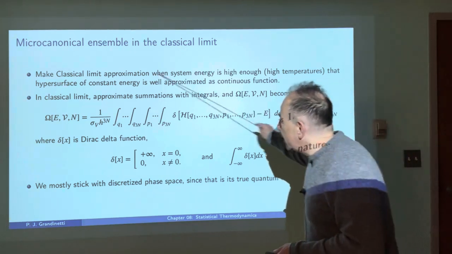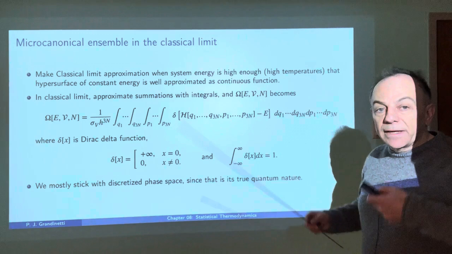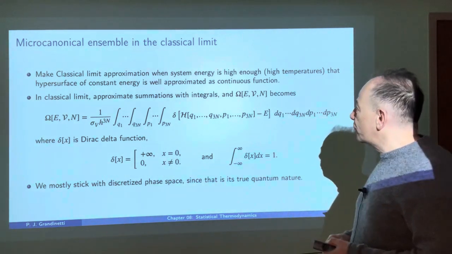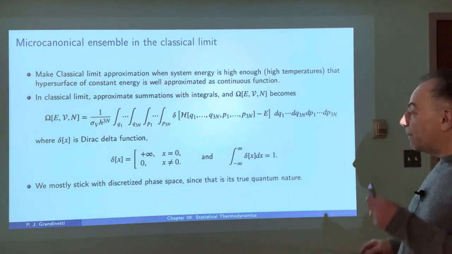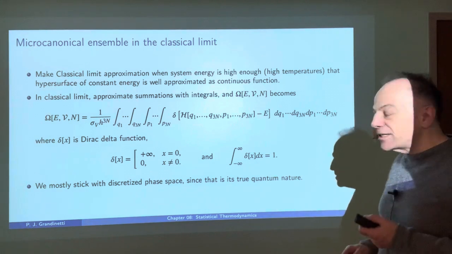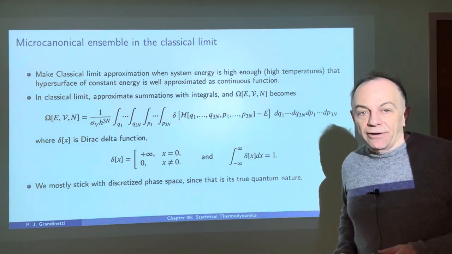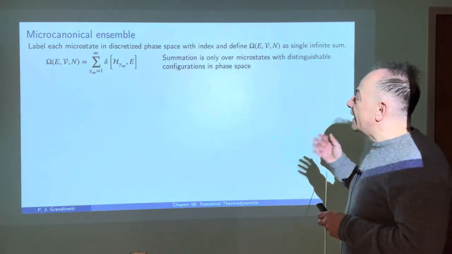But otherwise, that's all you have to do when you want to go from the discrete picture where you have quantized phase space to a continuous version of that. But mostly we're going to stick with the discretized phase space because that's actually the true quantum nature of phase space. Okay, now let's take a look at counting.